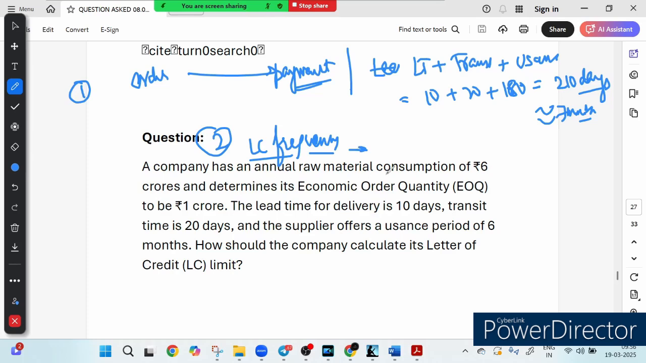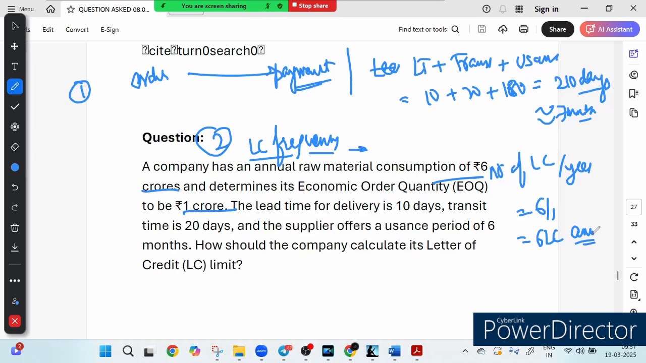So you can see annual raw material consumption is how much? It is 6 crore. Economic order quantity is how much? 1 crore. So number of LC per year, try to understand. Number of LC per year is how much? It is nothing but 6 upon 1, which means 6 LC annually. 6 LC are opened annually.